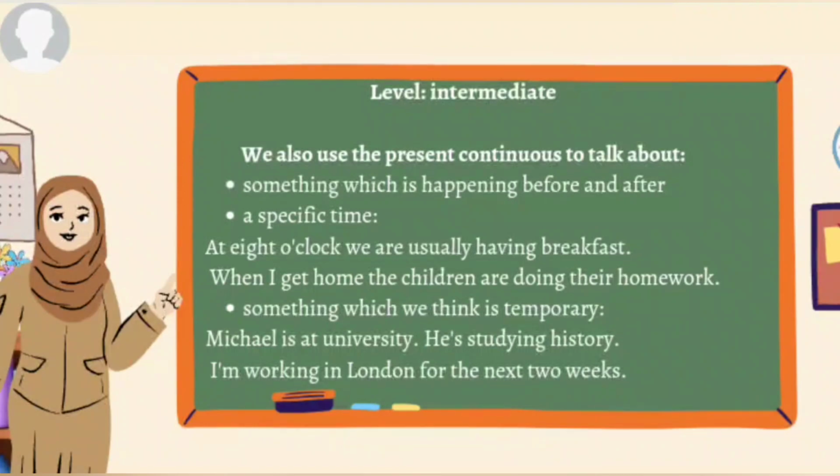Third, something which we think is temporary. For example, Michel is at university. He's studying history. I am working in London for the next 2 weeks.